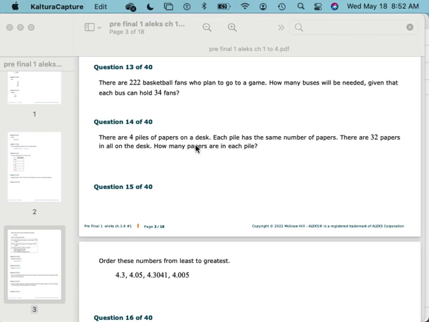There are 222 basketball fans who plan to go to a game. How many buses will be needed, given that each bus can hold 34 fans? What is the operation? Division. We're going to divide 222 by 34, aren't we?